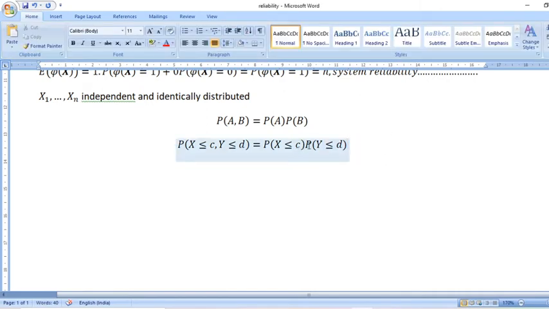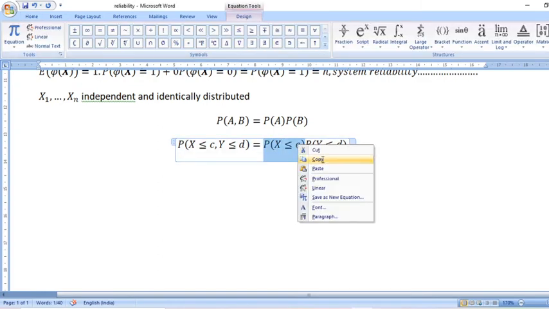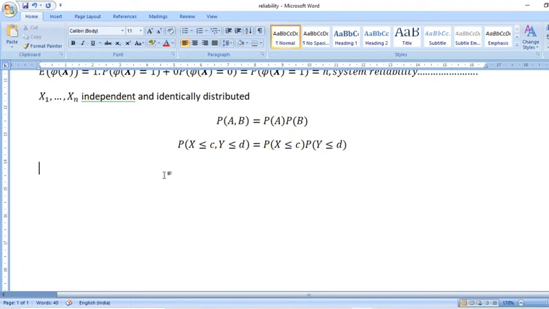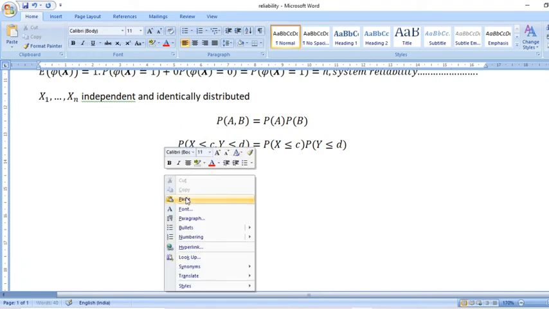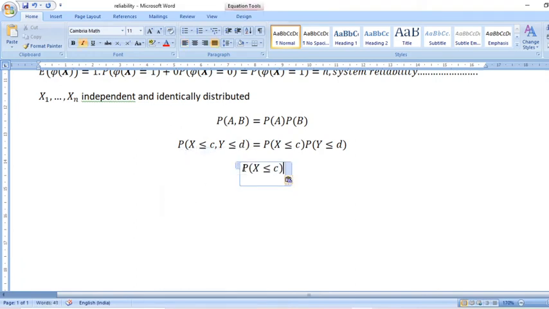So what is just probability of x less than or equal to c? What is probability of x less than or equal to c? This is the distribution function, I think. Is it right? Distribution function. Okay.